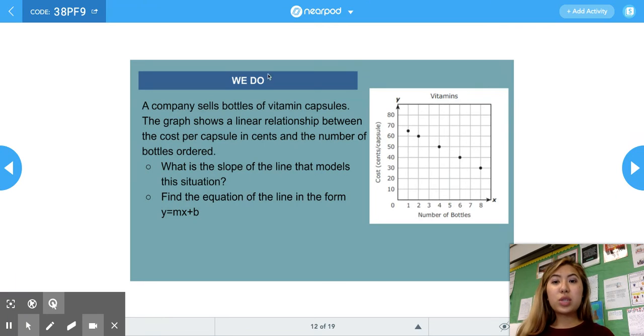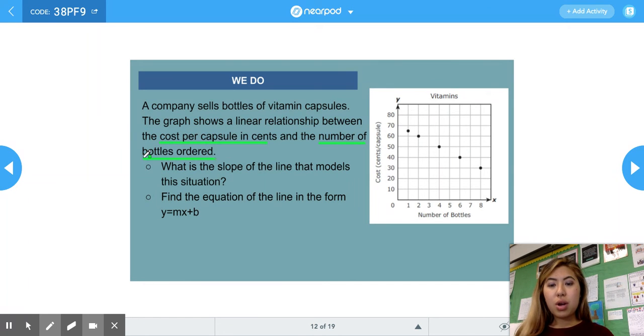We're going to do this problem. It says a company sells bottles of vitamin capsules. The graph shows a linear relationship between the cost per capsule in cents and the number of bottles ordered. What is the slope of the line that models the situation? And find the equation of the line in the form y equals mx plus b.